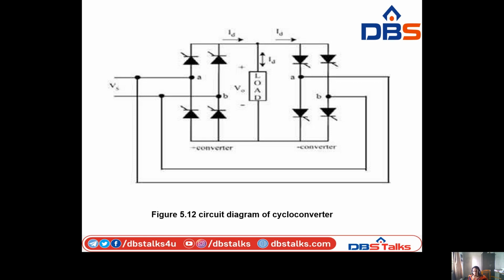In this single phase to single phase cycloconverter, we have connected single phase bridge rectifiers. One will act as a converter and the other will act as a rectifier in this circuit diagram. Here Vs will be applied. At first, one converter will be operated, so the positive group converter will operate.